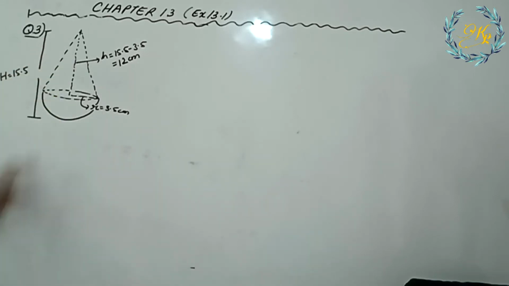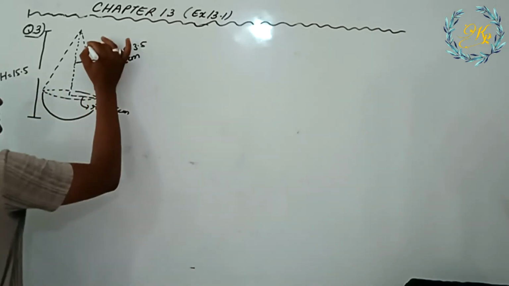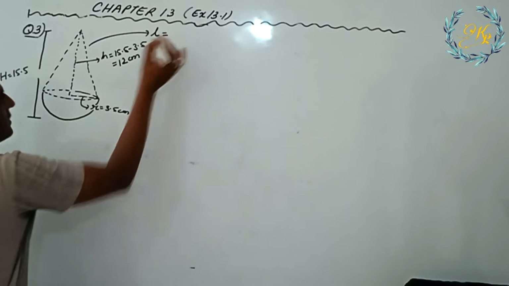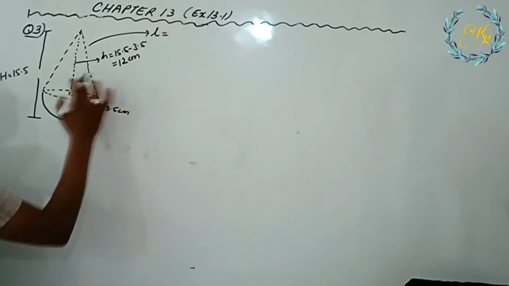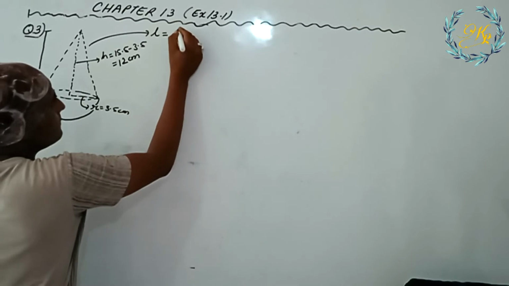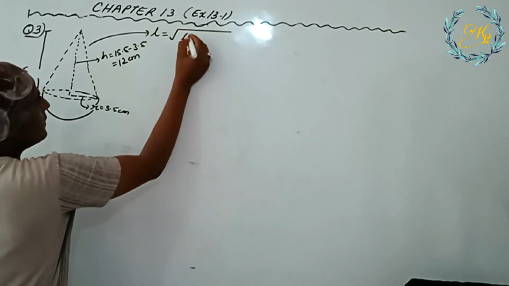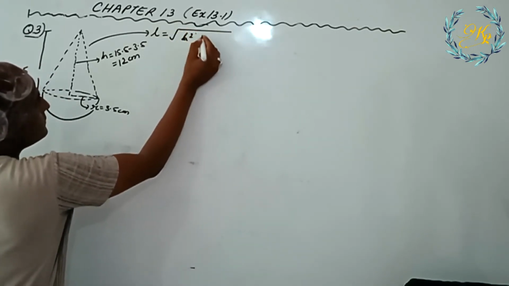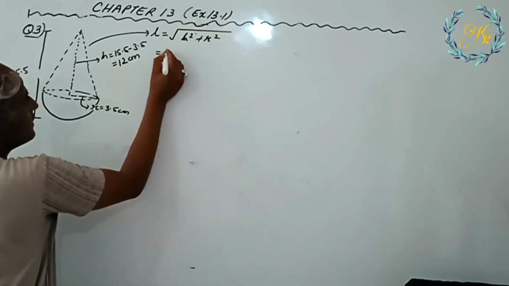So here we need to combine the surface area of both, and we know that the formula of surface area of a cone is equal to pi r L. Now L stands for the slant height, but we don't have the measurement of slant height. So what are we going to do? Using Pythagoras Theorem, we will find the value of the slant height. L is equal to under root of h square plus r square.